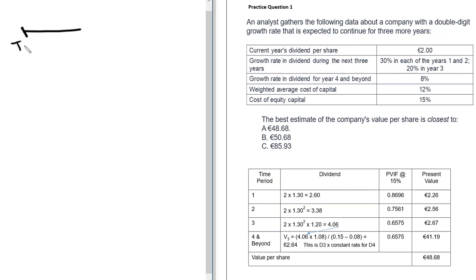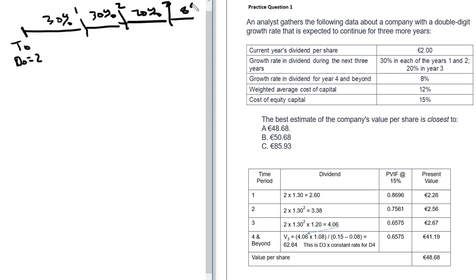That's going to be time 0. D0 equals $2. Okay, dividend naught. And we're going to have to look at the end of year 1. That's going to be a 30% growth rate. Year 2 is going to be a 30% growth rate to get to year 2. And then there's going to be a 20% growth rate to get to year 3. And after that, in year 4 and beyond, it's going to be at an 8% growth rate to get to D4. Okay, so we're going to need to calculate D1, D2, D3, and D4.